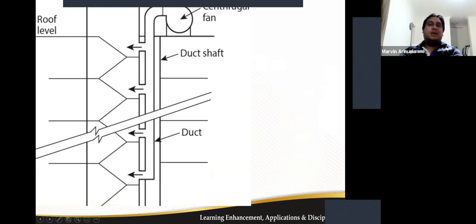Okay, so this is a typical example of a pressurization fan, a centrifugal fan used for pressurization through the duct shaft, and there's ducting that provides the airflow.